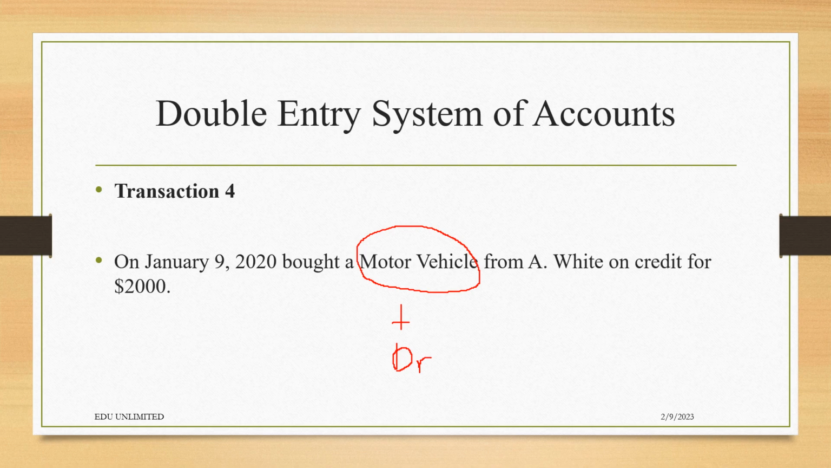And the double entry is an account called A. White. A. White is a liability. So to increase this liability, we would credit, so that one account is debited and the other account is credited. So let us look at this double entry system of accounts in our next slide.